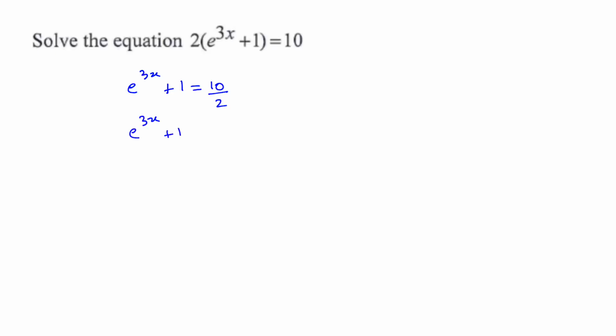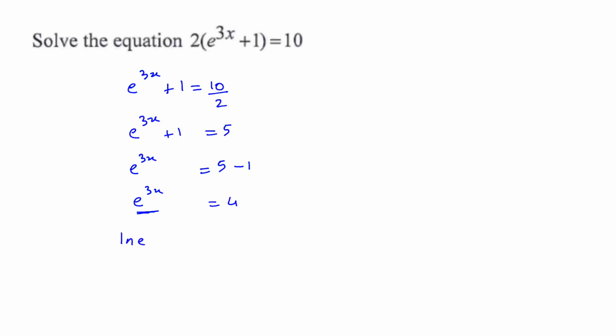e to the power of 3x plus 1 is equal to 5. Our function still has a plus 1, so we move it to the other side, and it will be negative 1. e to the power of 3x is equal to 4. Now that you can see that e to the power of 3x is alone, add ln to both sides.